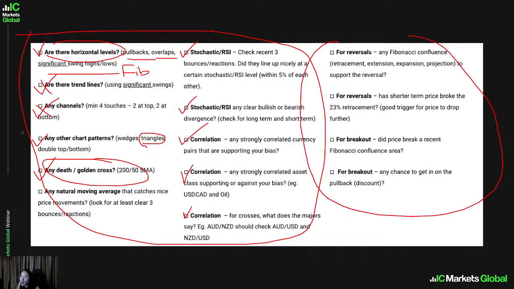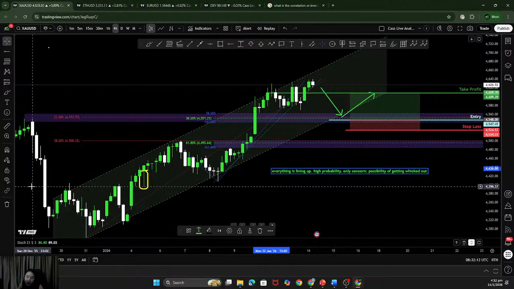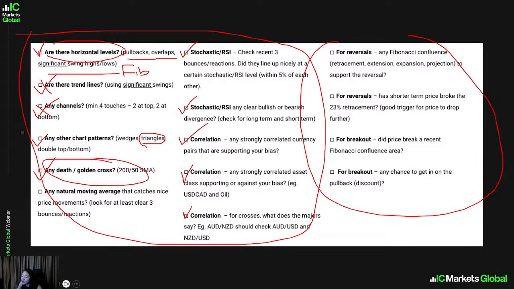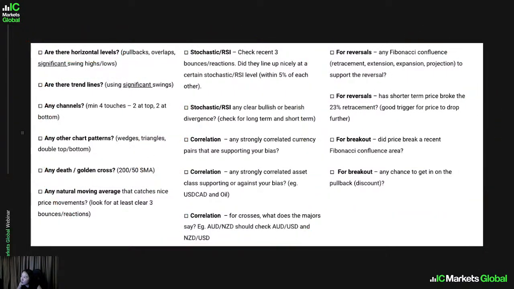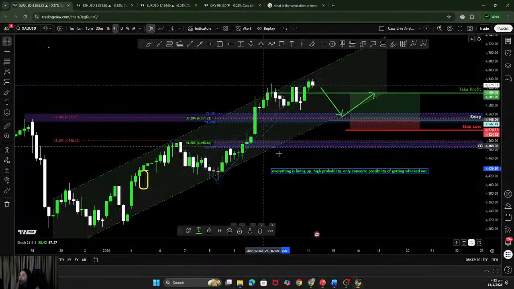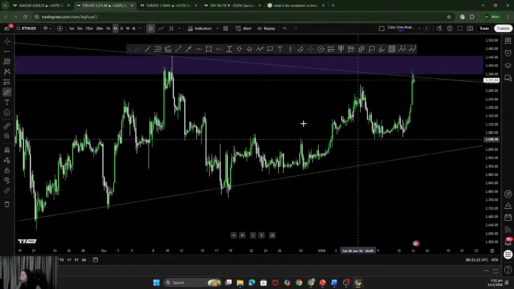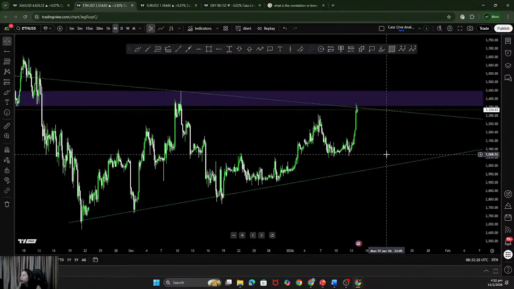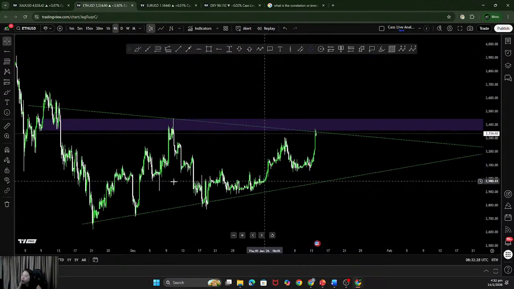So now I'm going to have to come up with something anyway, because I've already tried everything on my cheat sheet. It's just not really helping. Why? Because Ethereum is just going sideways. It's just moving in its triangle. So I cannot force it to trend.